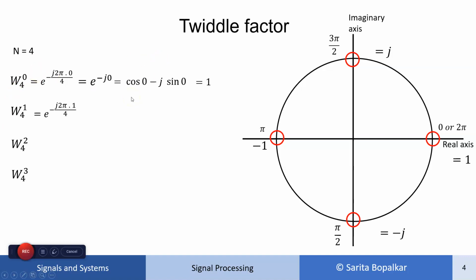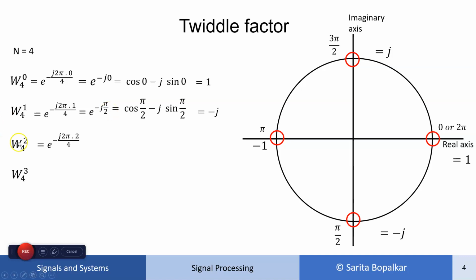Similarly, W41, let's put the value. 1 is in the numerator, 4 is in the denominator. It is e raised to minus j pi by 2. Angle is pi by 2. So e raised to minus j pi by 2 is cos pi by 2 minus j sin pi by 2, and it is minus j.